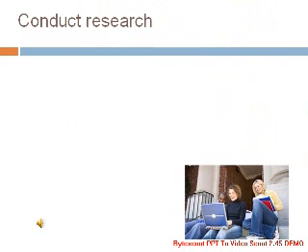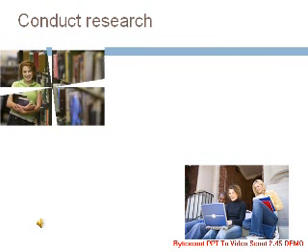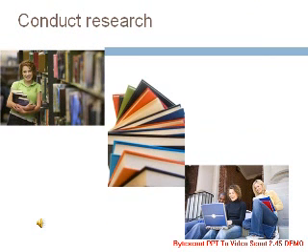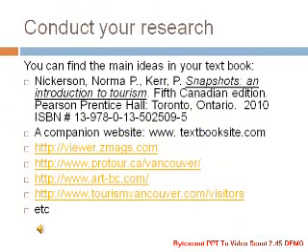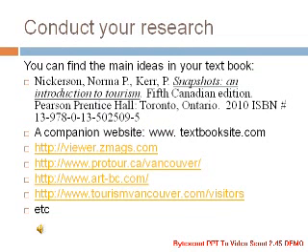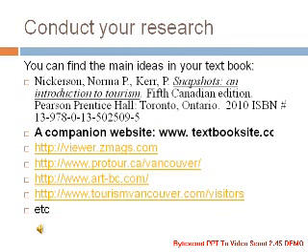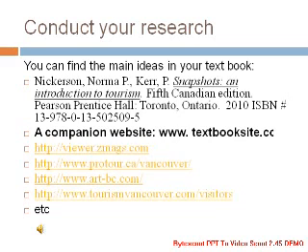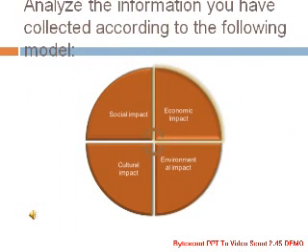After that, you have to take your research regarding the economic, environmental, cultural and social impact of tourism in Vancouver or BC. You can find the main ideas in your textbook, such as the snapshots, An Introduction to Tourism, the companion website for the book, and other websites related to your project. Analyze the information you have found based on the model provided.